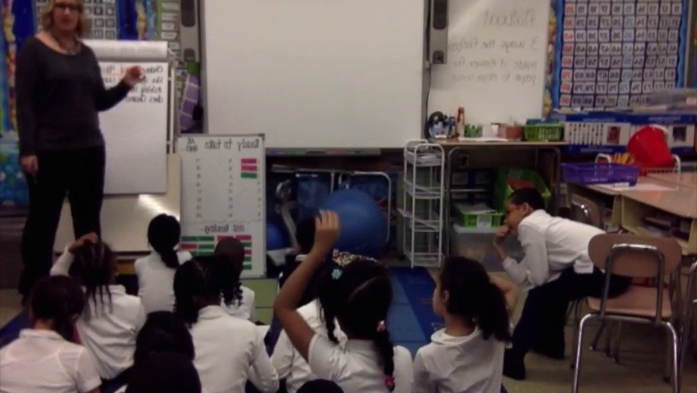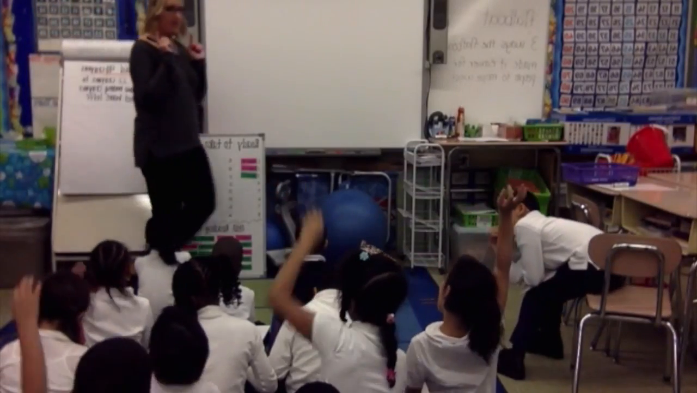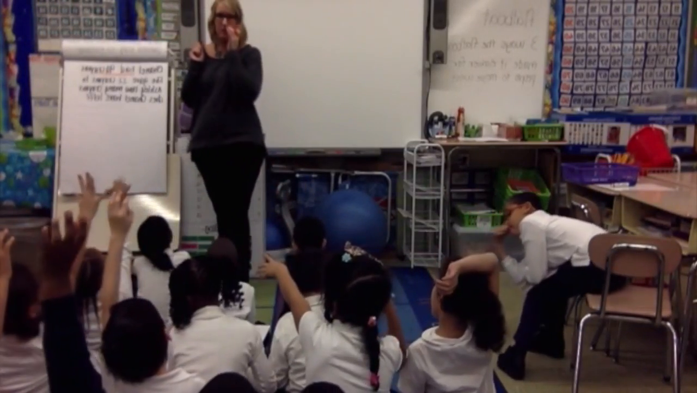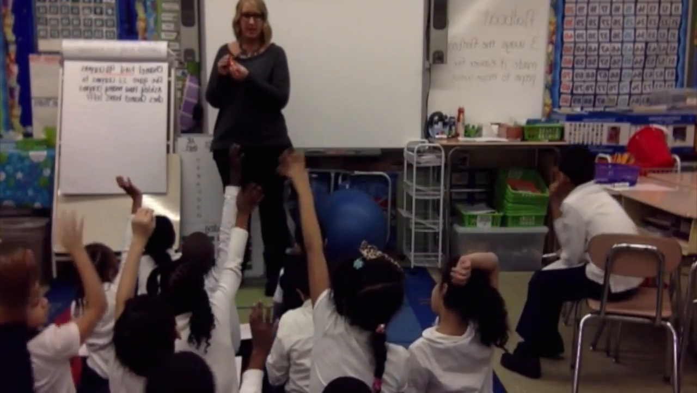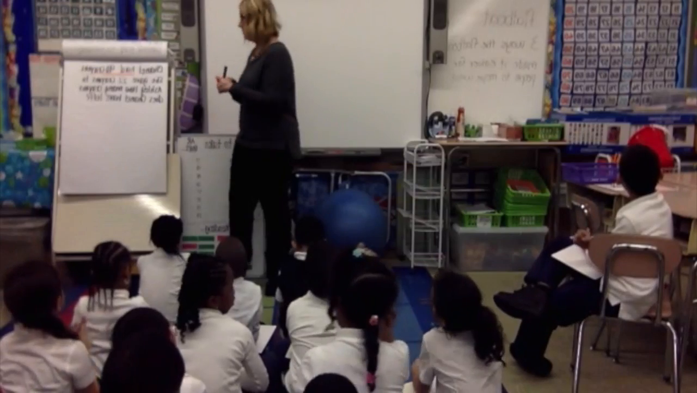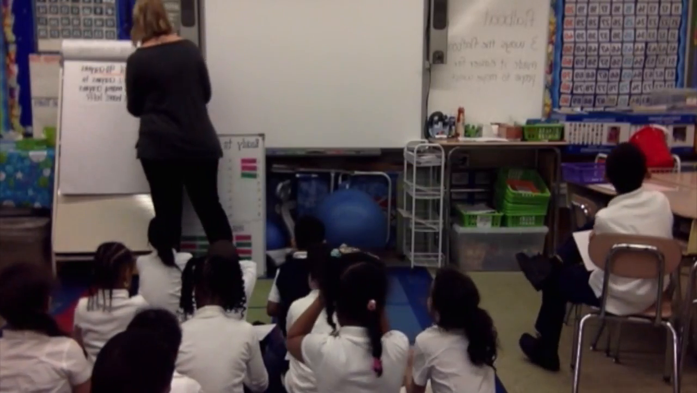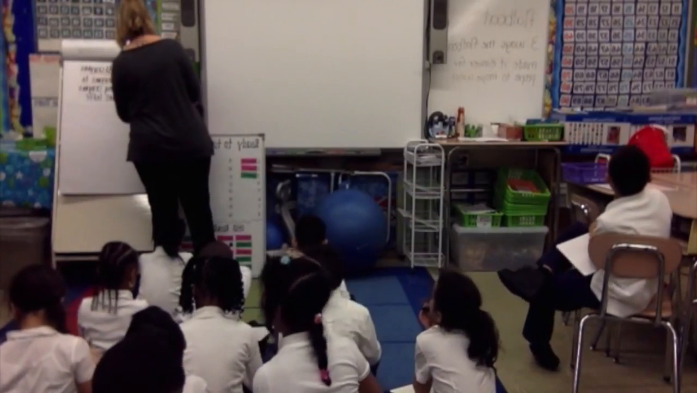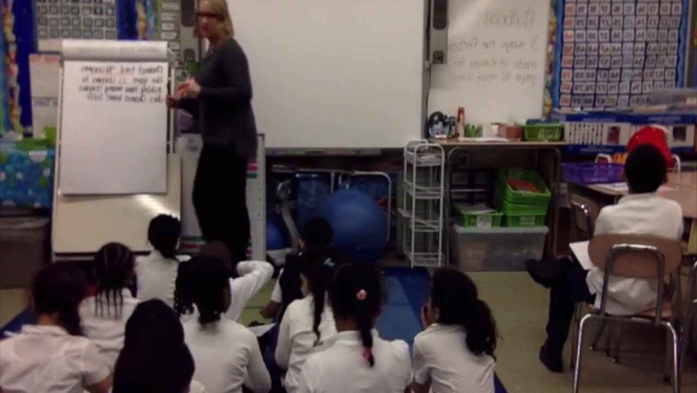She had 90 crayons. Anybody else hear something important that they pictured in their head when they were listening to the story problem? Daisy. She gave 22 to Ashley. Okay, she gave 22 away to Ashley.